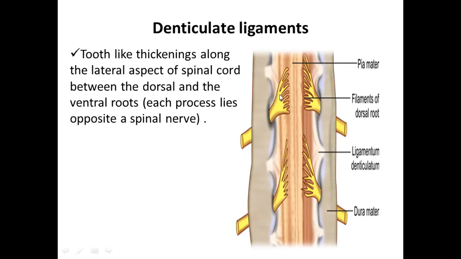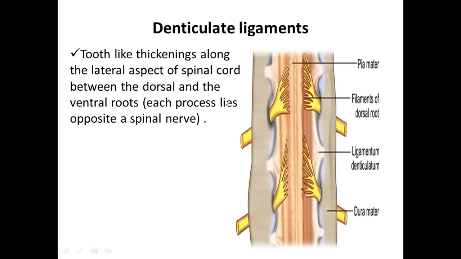Again, what is the denticulate ligament? They are slight thickenings along the lateral aspect of the spinal cord, not in the midline, but on both sides, left and right. They appear between the dorsal and the ventral roots. Each denticulate ligament lies opposite a spinal nerve.